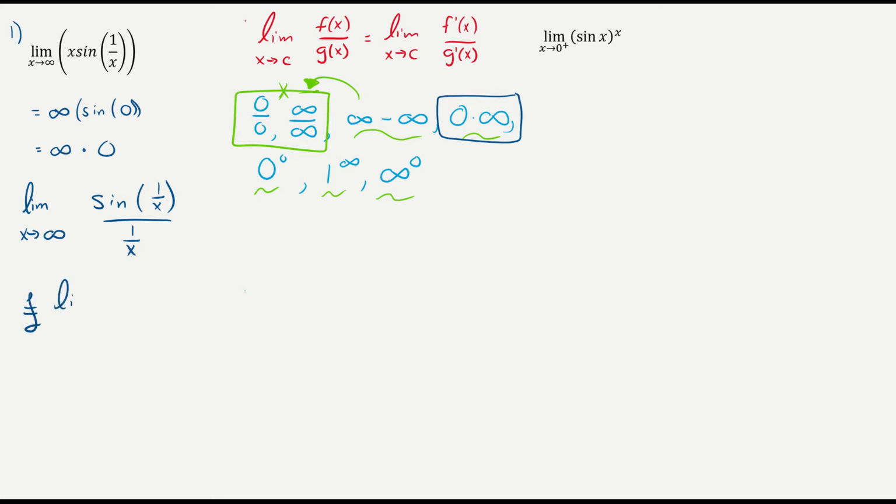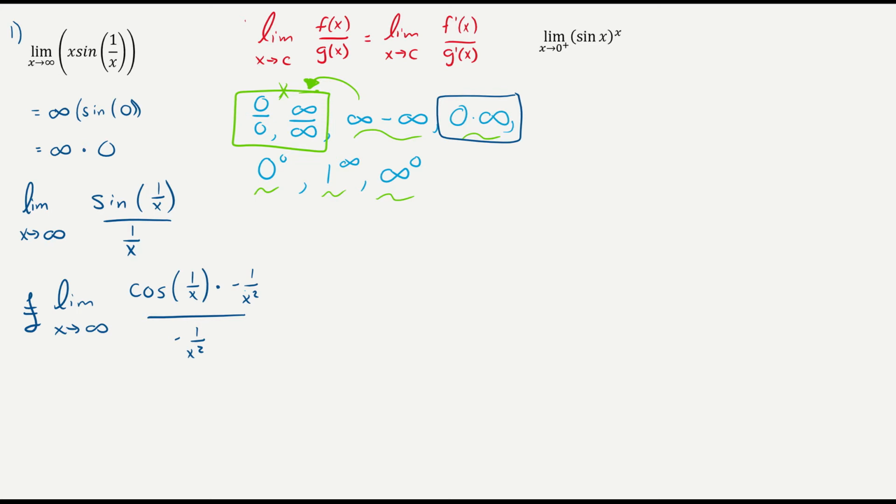So this equals the limit as x approaches infinity of the derivative of sine of 1 over x, that's a chain rule. So the derivative of the outside function is cosine, evaluated at the inner, and then times the derivative of 1 over x, which is negative 1 over x squared. That's a little power rule. And again, the bottom, the derivative of 1 over x is negative 1 over x squared. Okay, can I do this one?